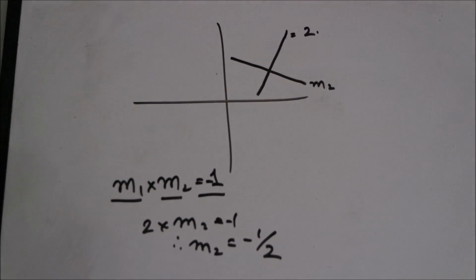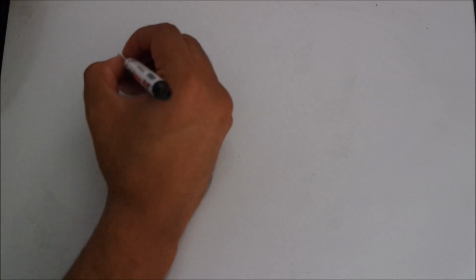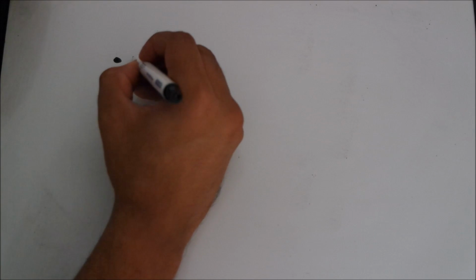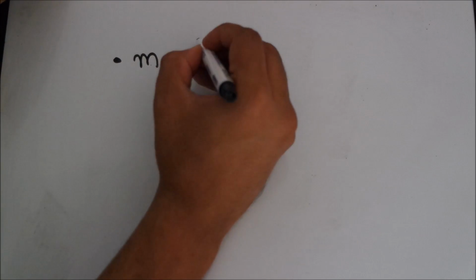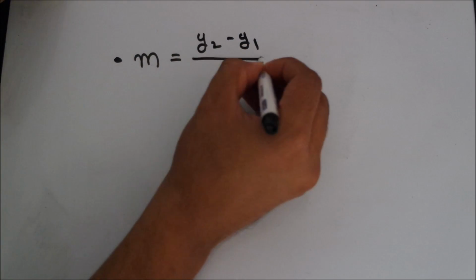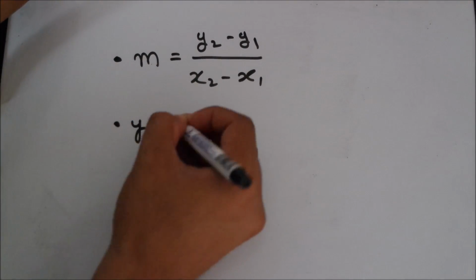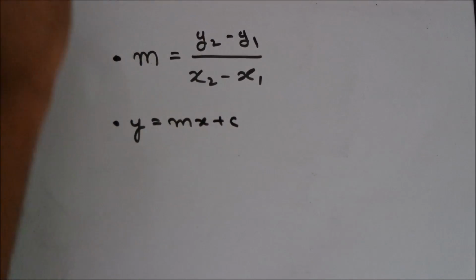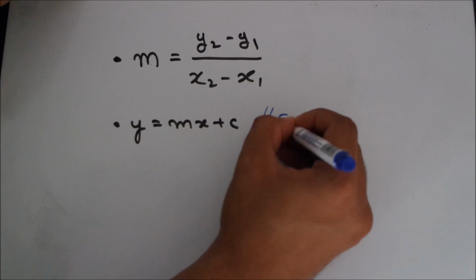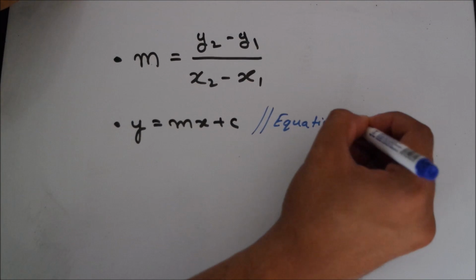So basically these three are the most important formulas that you need to remember during the chapter. So just to be clear again, let's just remember these three formulas. Number one is the formula to find out the gradient. m is equal to y2 minus y1 by x2 minus x1. The second one would be y equals mx plus c, which is the equation of a straight line.